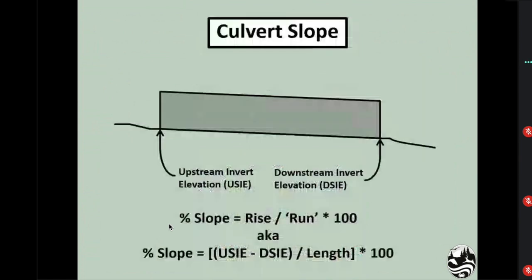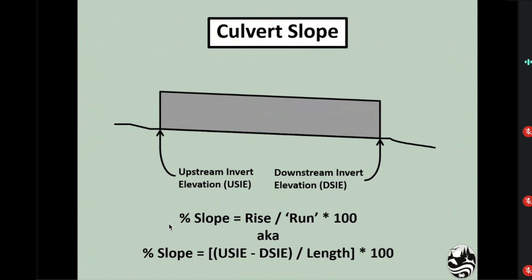Now slope. We have our laser level kits, and it seems a little intimidating if you haven't used these before, but you'll get really familiar with them tomorrow. And once you do get familiar, they're really efficient. What we're going to do is measure the invert of the culvert upstream and downstream. So this arrow is showing, obviously we're going to measure inside the pipe, just inside that lip on both ends. And then it's the old math problem, rise over run, to get your percent slope.